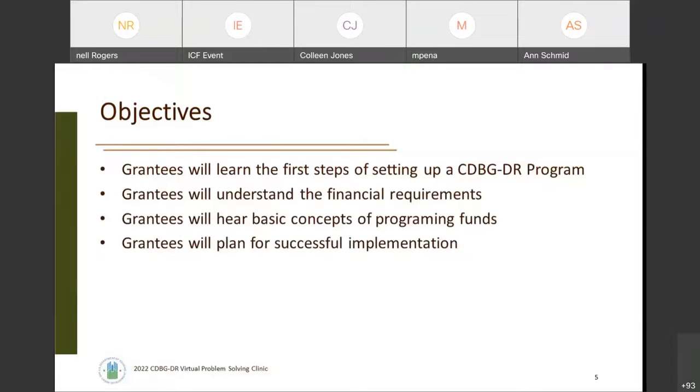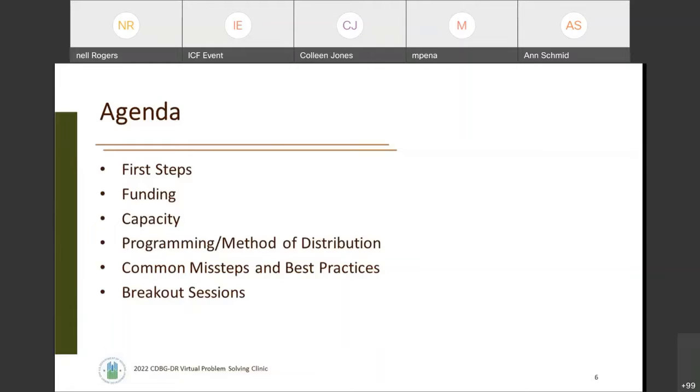The objectives of today are to inform grantees on first steps in setting up your CDBG-DR program. We hope that you'll leave with an understanding of the financial requirements that you'll be completing through this process. You'll hear basic concepts of program funding, and hopefully you'll be able to plan for successful implementation.